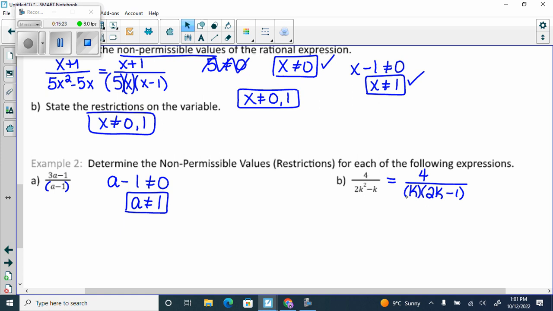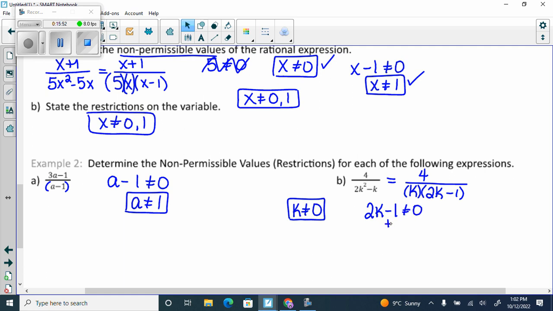Okay, how many brackets do I have? 2. How many brackets do I have with variables in them? 2. How many NPVs, restrictions, am I going to have? 2. You see how there's a correlation here of what we get here. So every bracket that has a variable will get a different restriction. So here we have K can't equal 0. And that one's done.